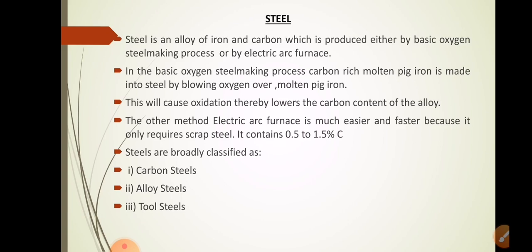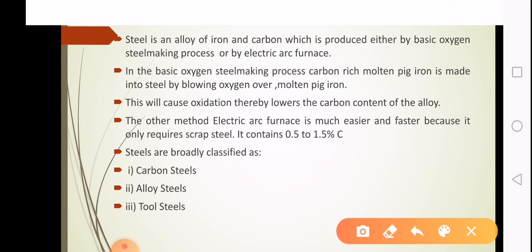Now, steels are broadly classified into carbon steel, alloy steel, and tool steels. Obviously, tool steels are those used for making tools, the various types of cutting tools. Carbon steels are again classified into three types. That is, we have low carbon, medium carbon, and high carbon steel.